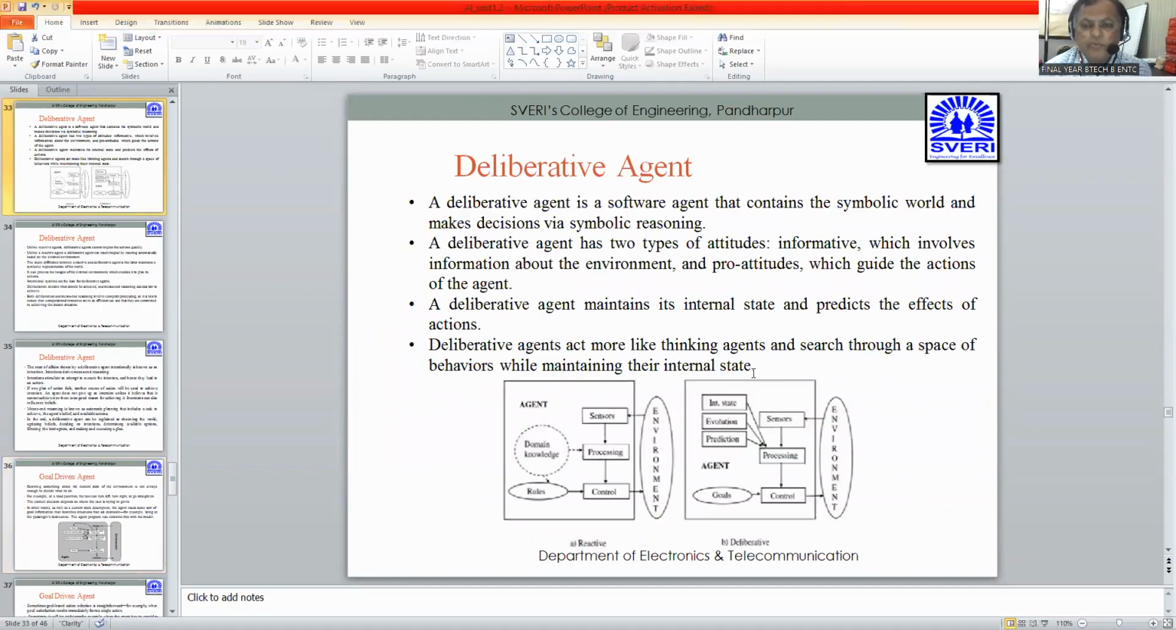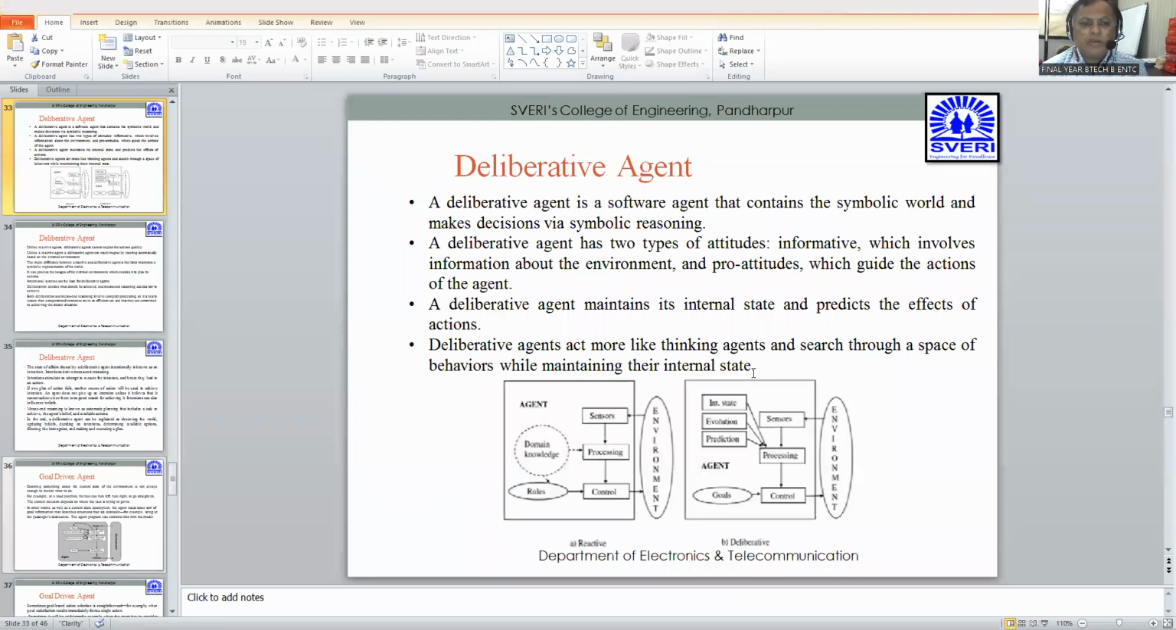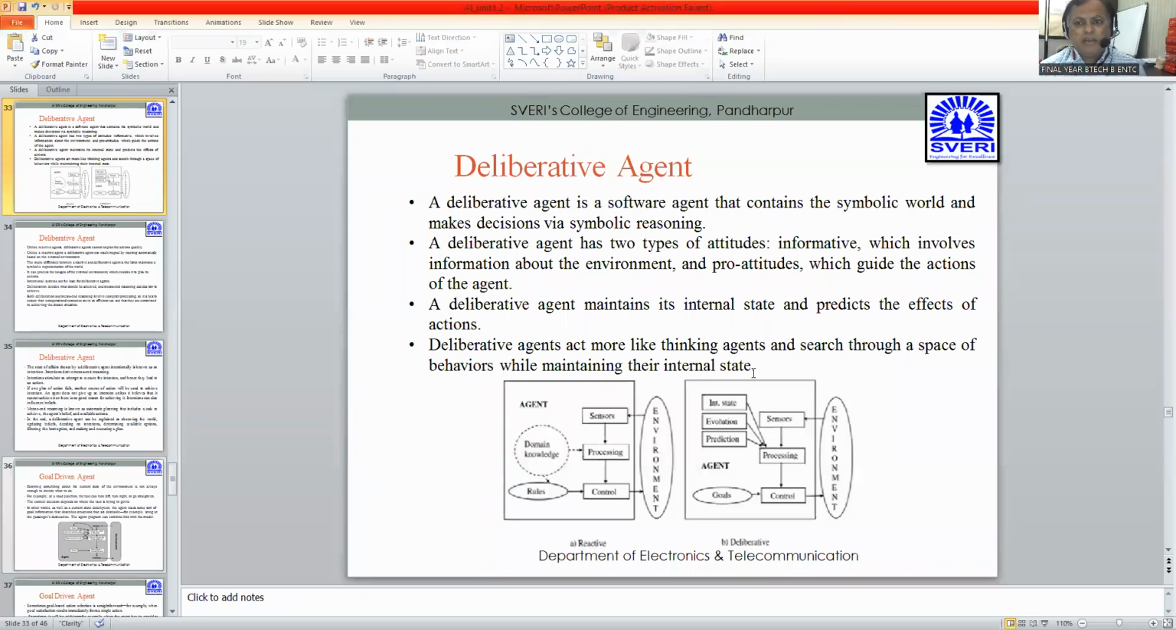Now we move a little bit to another type of agent called a deliberative agent. As I said, there is a difference between a reactive and a deliberative agent, but instead of having one deliberative agent, you can have a number of reactive agents. A reactive agent is a simple reflex kind of model. Now you can see a difference between reactive and deliberative on your screen.